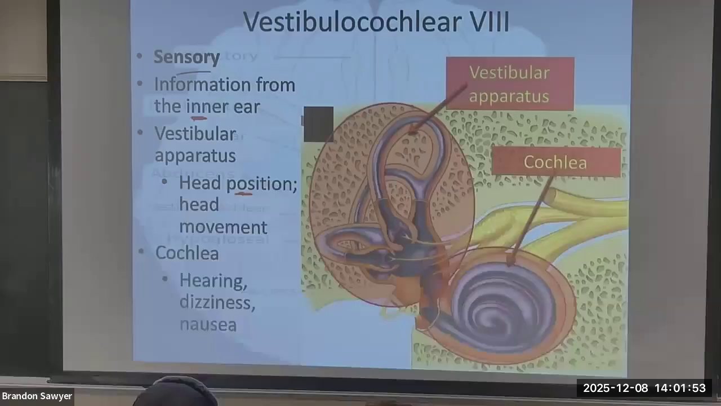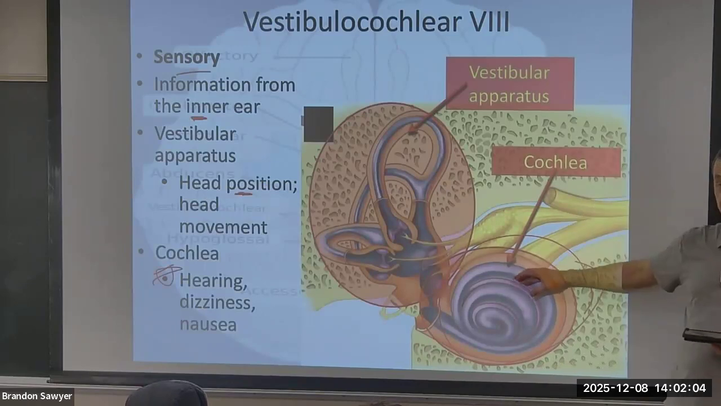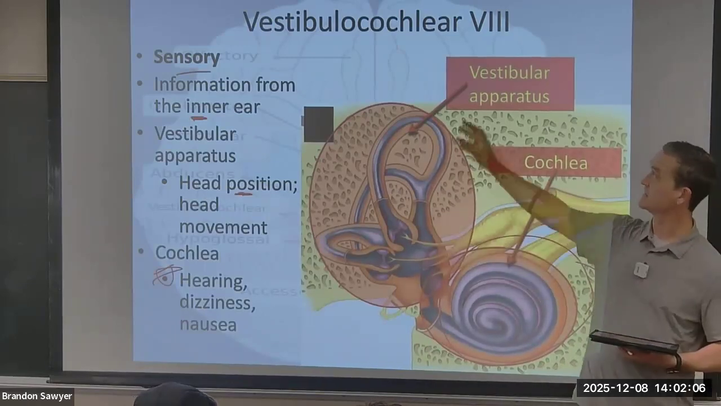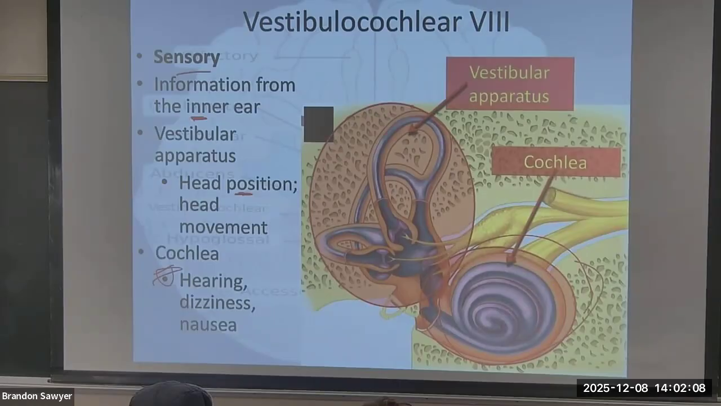And then the cochlea is our organ of hearing, right? So that's the big snail-shaped thing there. And so we have the vestibulocochlear nerve, right? So there's a branch of it that goes to the cochlea, and a branch of it that goes to the vestibular apparatus. That's all sensory information there for the inner ear. Okay, so that's number 8.